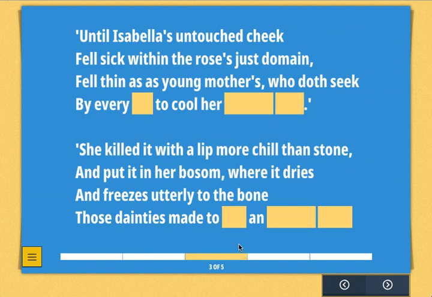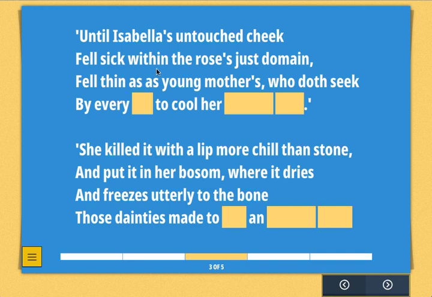"Until Isabella's untouched cheek fell sick within the rose's just domain, fell thin as a young mother's who doth seek by every something to cool her something." So early imagery there. And then the second one from later on: "she kissed it with a lip more chill than stone and put it in her bosom where it dries and freezes utterly to the bone, those dainties made to something and something's something."